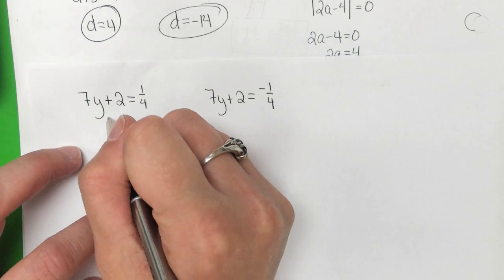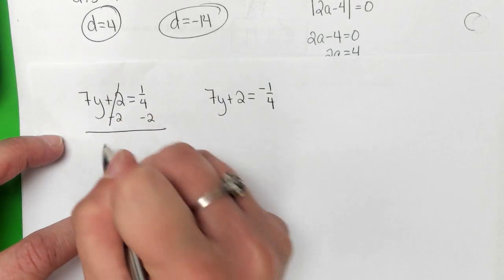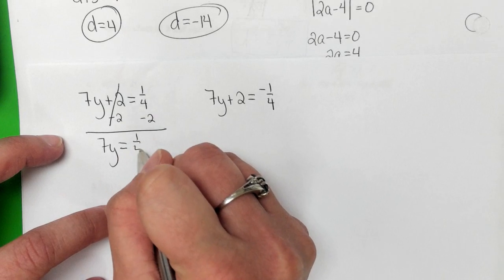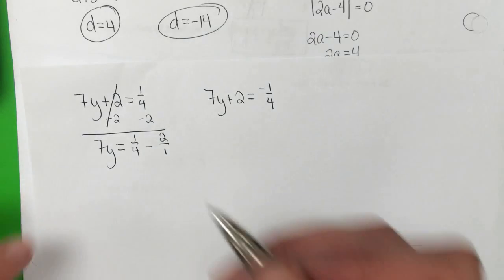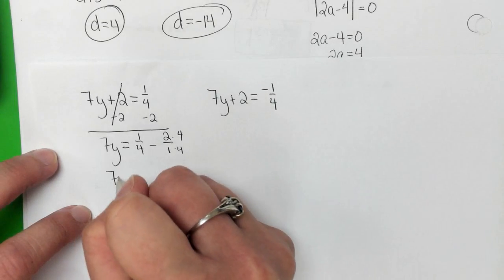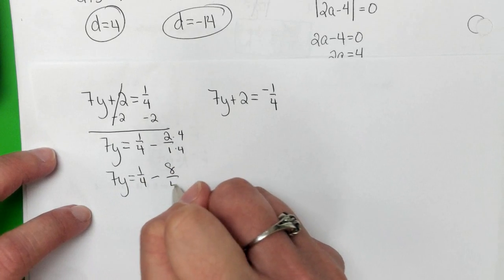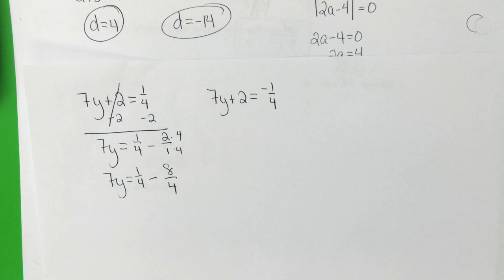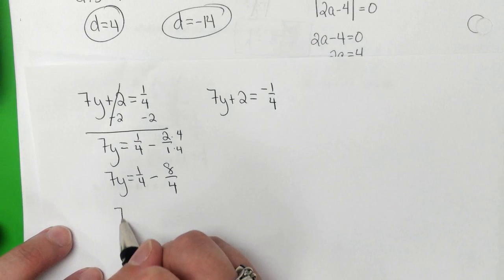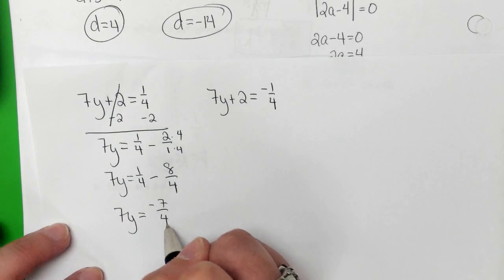All right, so here we go. We're going to minus the 2. So I've got 1/4 minus 2/1, right? Okay with that? When you subtract fractions, you got to have a common denominator. So what's common? How much? 4, yes. So multiply by 4. And that's 8/4. Okay, then I can say 1 minus 8. What's 1 minus 8? 7. What kind of 7? Negative 7/4. Okay with that?